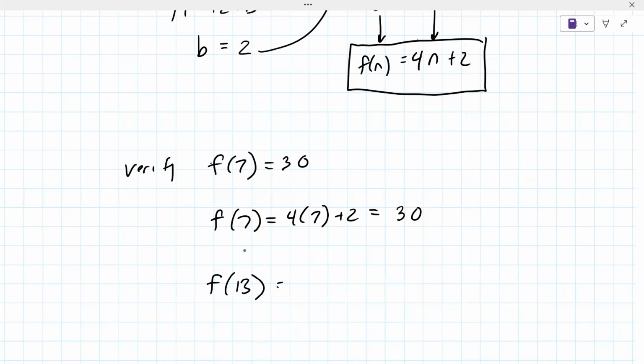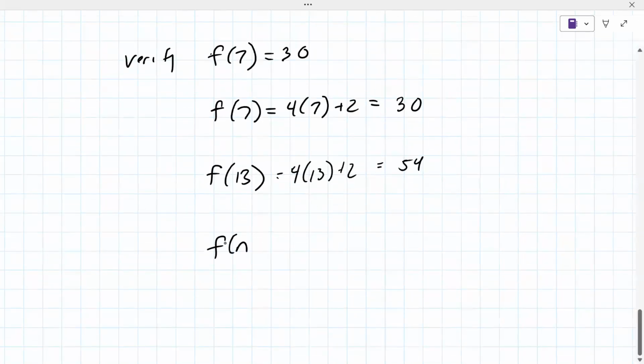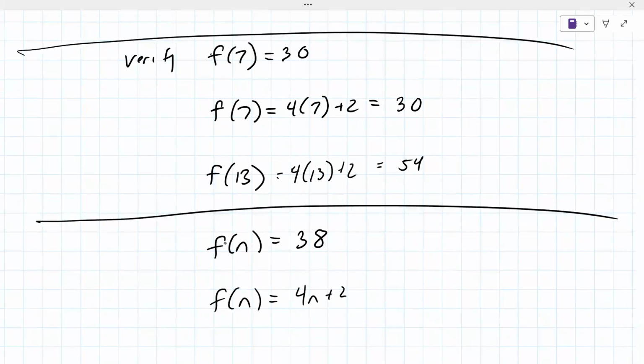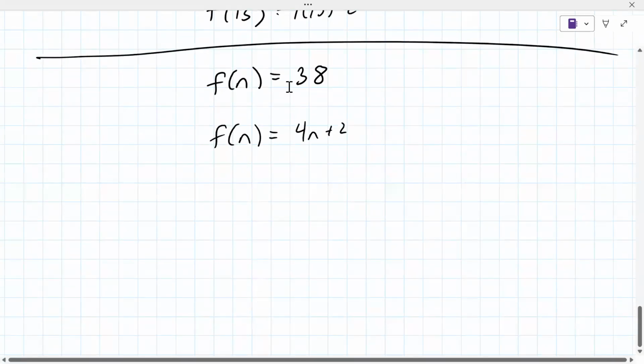Okay, do you have an answer for me on this one? Yeah, 54. Yes, 4 times 13 plus 2 equals 54. And then next is the backwards question. This is going to tell you that f of n equals 38. This time you have to solve for n. So your function f of n is 4n plus 2. Where does the 38 go? The 38 would go with the n, right?